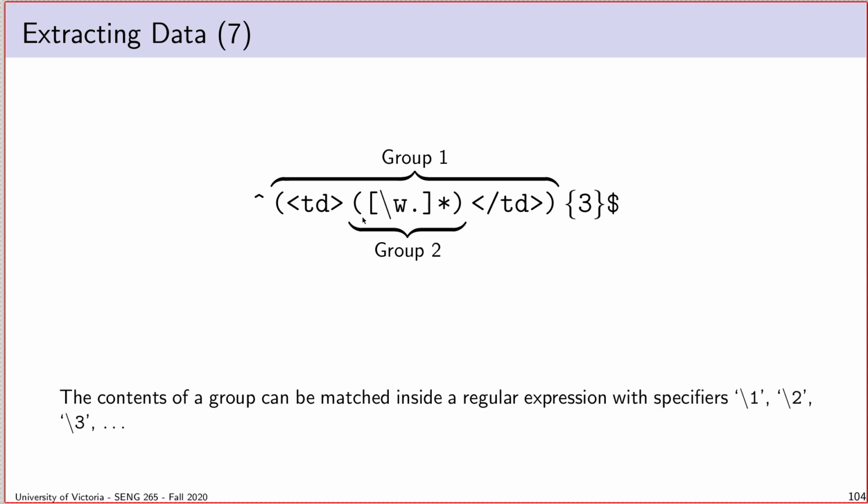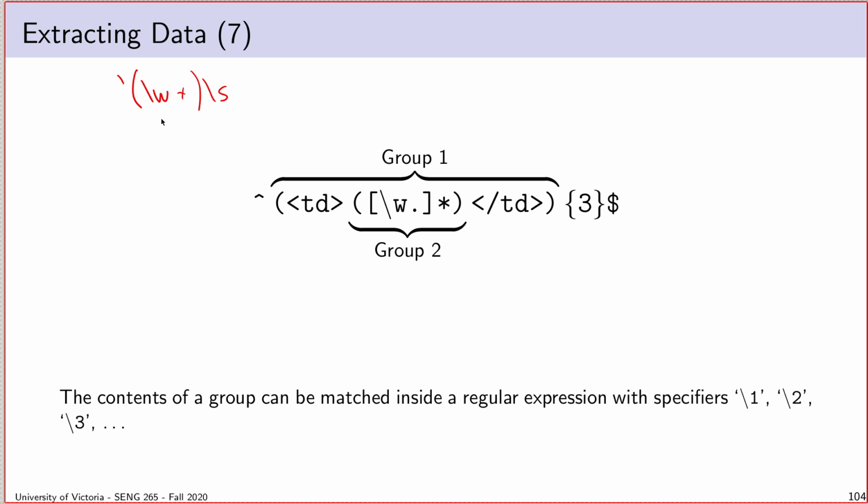You can actually use the group's contents inside a regular expression using the specifiers \1, \2, \3. And I'll give an example of that. So what if I try to match this? Match me a word, that would be one or more word characters, followed by, I don't know, a space, let's just write \s, followed by the same word again.